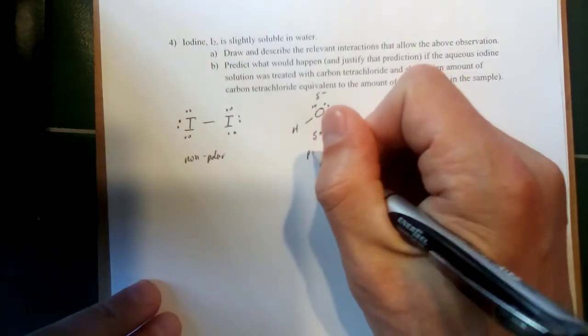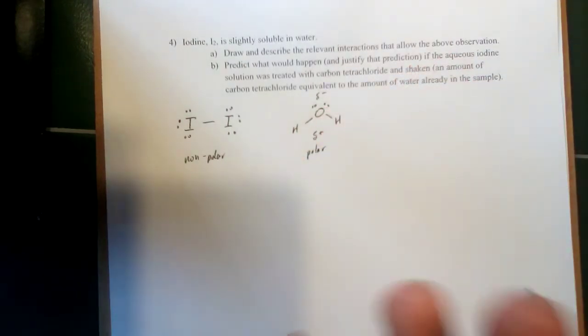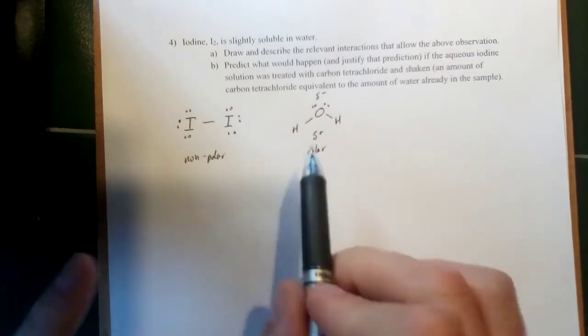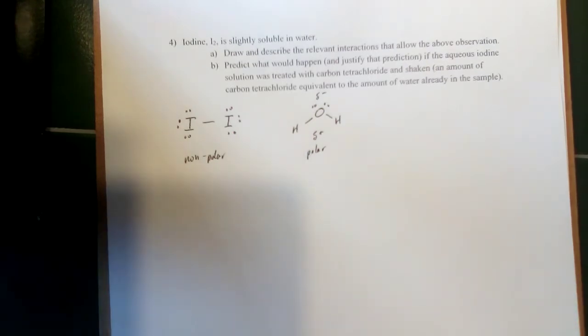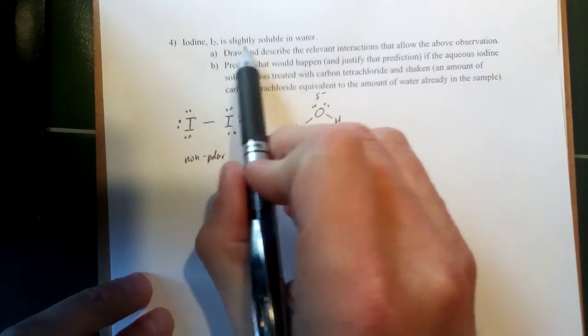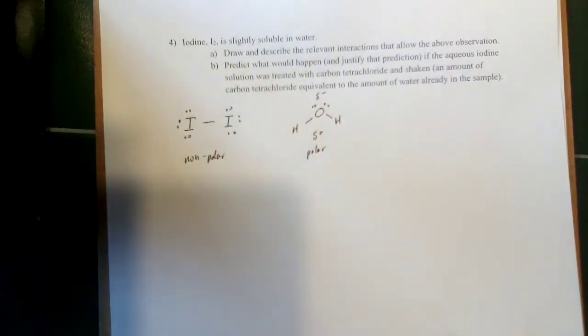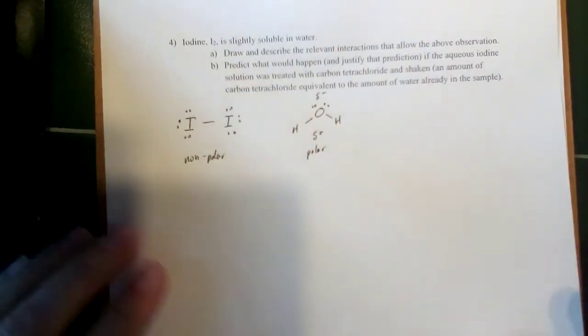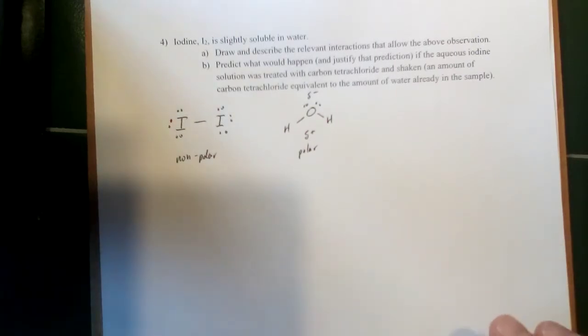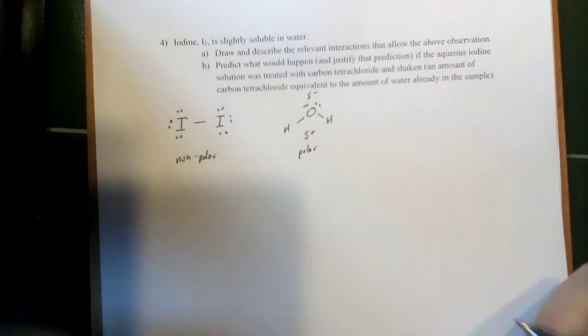So it's polar. This general idea of like dissolves like would tell us that these should not mix together, and that's really why the word slightly is in there. Iodine is not super soluble in water. You can dissolve a little of it, but not a whole lot. But the reason you can dissolve a little of it is because of inducing a dipole.